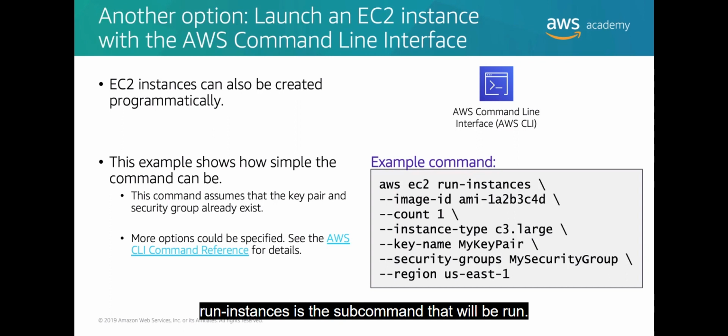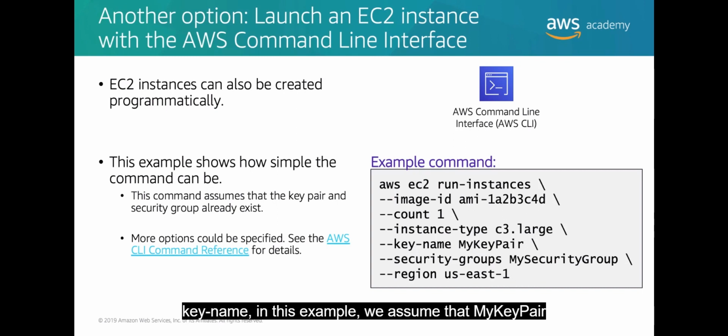Run-instances is the subcommand that will be run. The rest of the command specifies several parameters, including image ID, which is the AMI ID. All AMIs have a unique AMI ID. Count: you can launch more than one instance with a single command. Instance type: specify the instance type to create, for example, a C3 large instance.